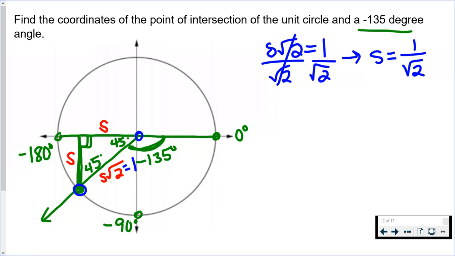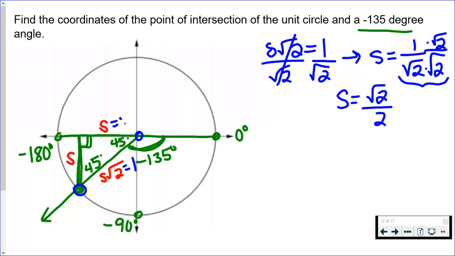Now, we're not supposed to leave a radical in the denominator, so with one step, I'm going to multiply the numerator and denominator by the square root of 2. The numerator just equals the square root of 2. The denominator, square root of 2 times square root of 2, is just equal to 2. So our hypotenuse is 1, and each of our side lengths are square root of 2 over 2.